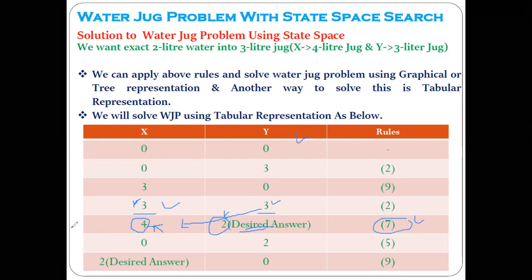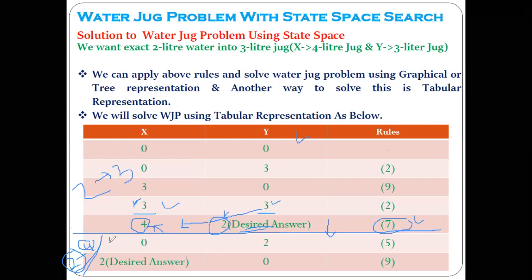So this is the solution to the problem, getting exactly 2 liters of water into the 3 liter jug. Now suppose you want 2 liters of water in the 4 liter jug. Another problem: you want to have 2 liters of water in the 4 liter jug. Now what will you do? We'll carry on from this point only. If you want 2 liters of water in the 4 liter jug, what will we do first?